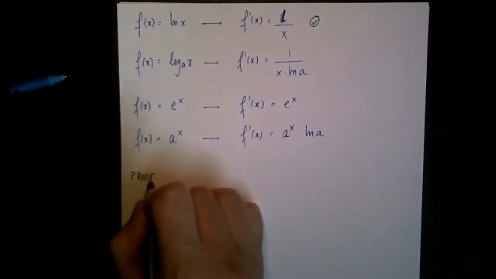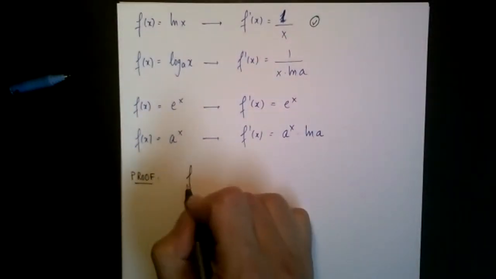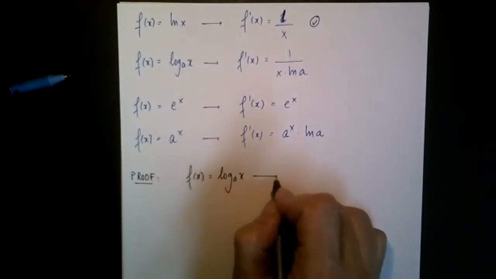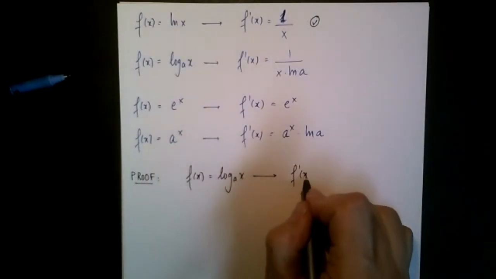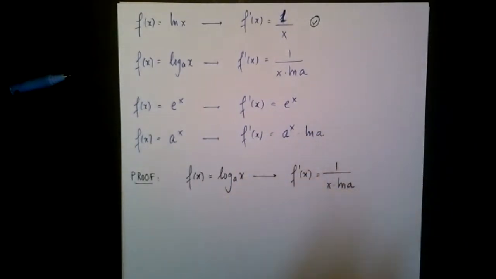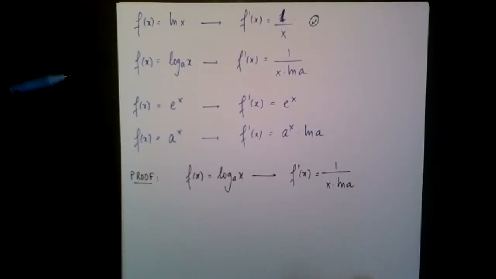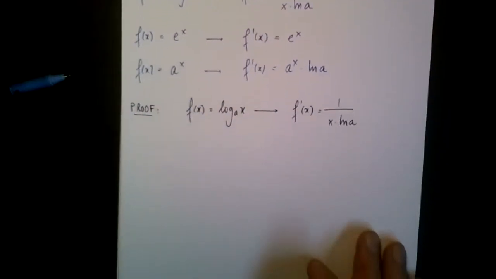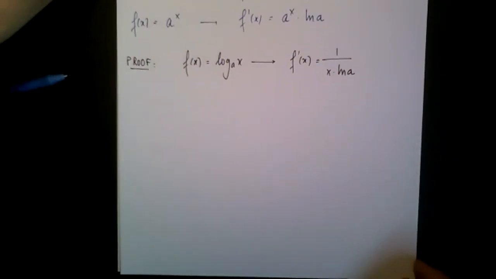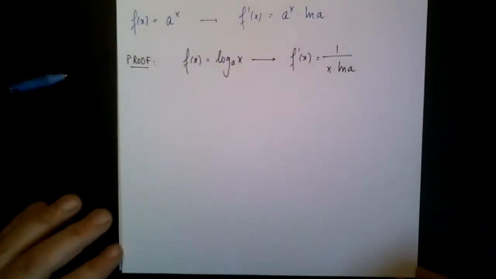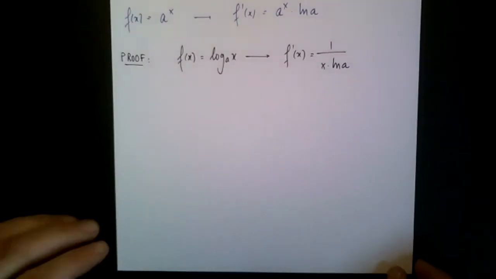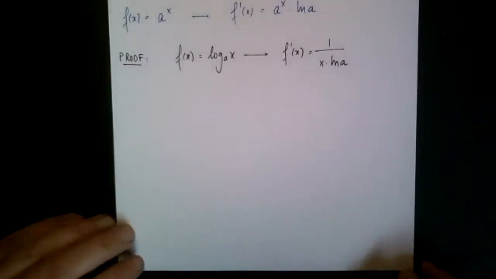Proof that if f of x is equal to the log in base a of x, then f prime of x is 1 over x times the ln of a. Okay, so let's prove this. Since we worked so hard yesterday to prove that the derivative of ln of x is 1 over x, now we're going to take advantage of the hard work that we did, and I'm going to use it here.